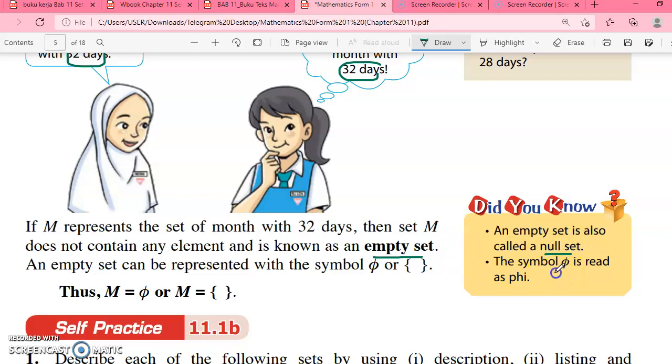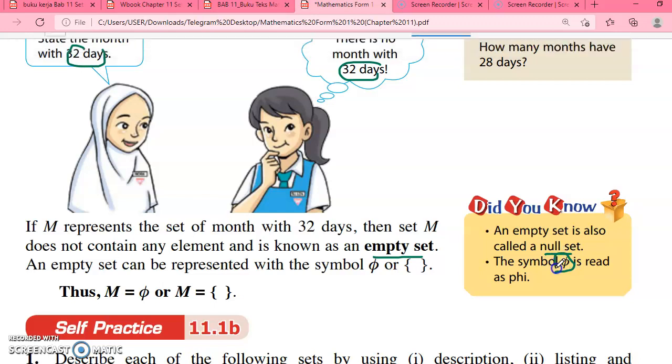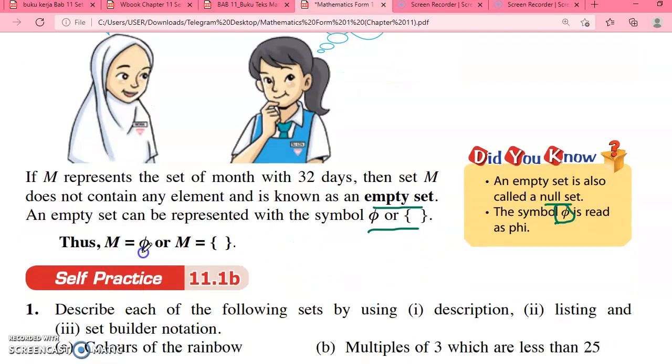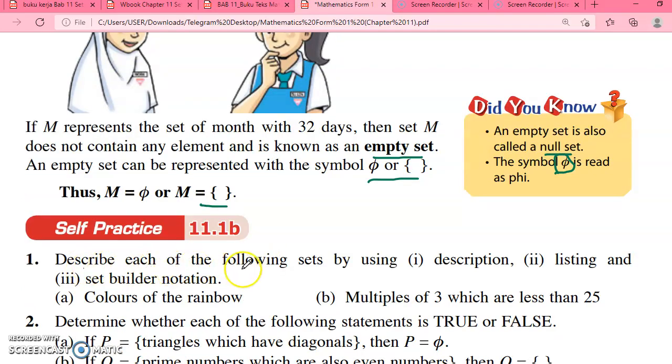The symbol pi, and this one, the empty set symbol. These two symbols represent the empty set. You can write M equal to pi or M equal to the empty set. Describe each of the following.